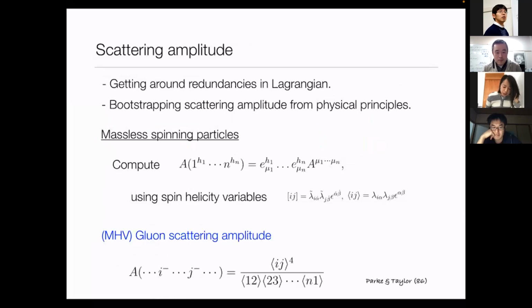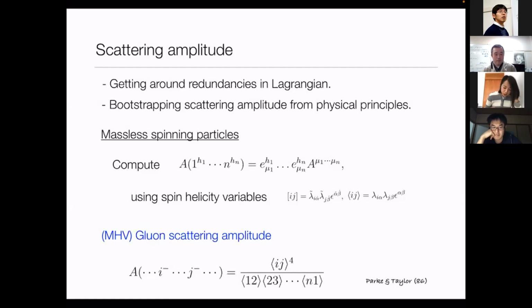And this program is pretty much based on or inspired by the progress in scattering amplitudes. So if you were to calculate Feynman diagrams for a given Lagrangian, is there any question? Okay. So yeah, if you were to calculate the Feynman diagram for a given Lagrangian, then you would find a lot of redundancies. And at the end of the day, when you want to calculate the scattering amplitude, a lot of the terms end up with just zero, which is kind of a waste of time.